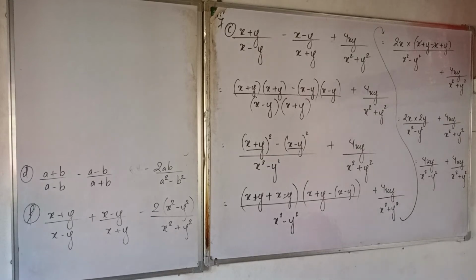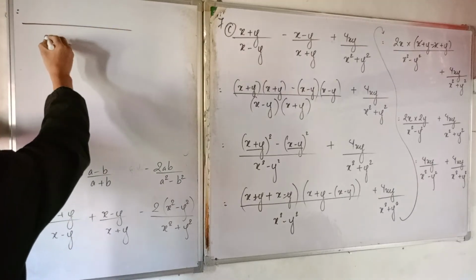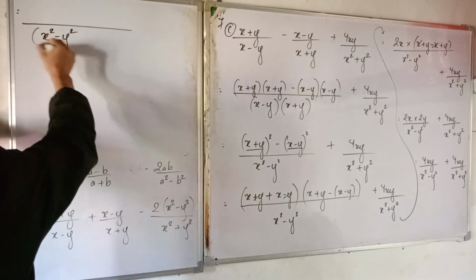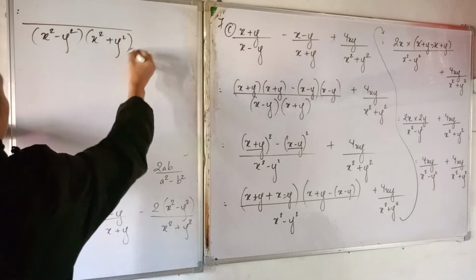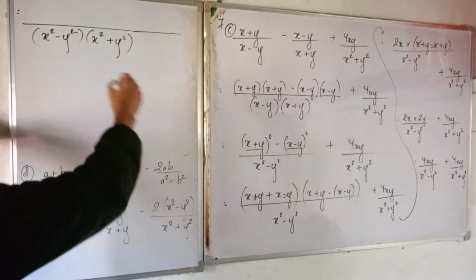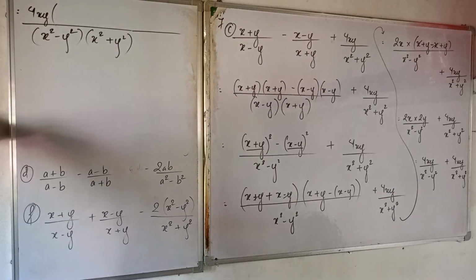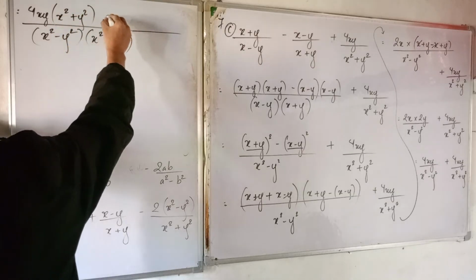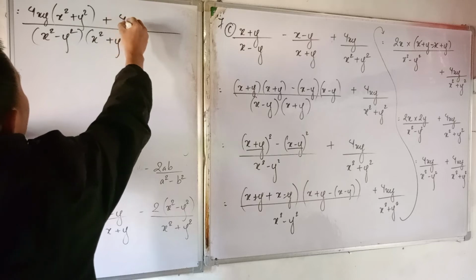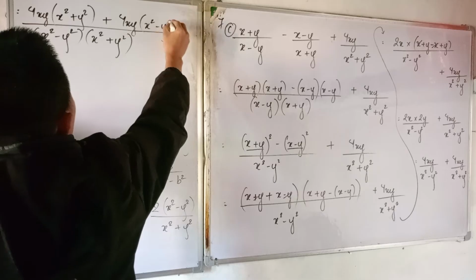Okay. Now after this, you take the LCM there. From there, just take the LCM. The LCM will be x squared minus y squared, another will be x squared plus y squared. This is the LCM. Now from the first, 4xy is the numerator. You just write that, and x squared minus y squared. What is missing there? X squared plus y squared. After that, there is 4xy in the numerator, and the missing part is x squared minus y squared.